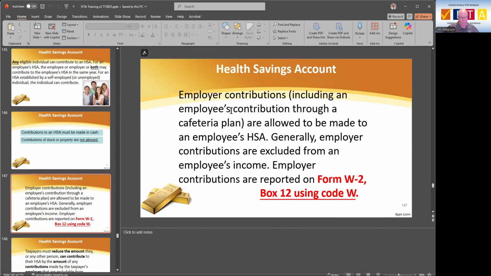Although I already said this, employer contributions are generally excluded from an employee's income, and then they get reported on the W-2 in box 12 using a code W.